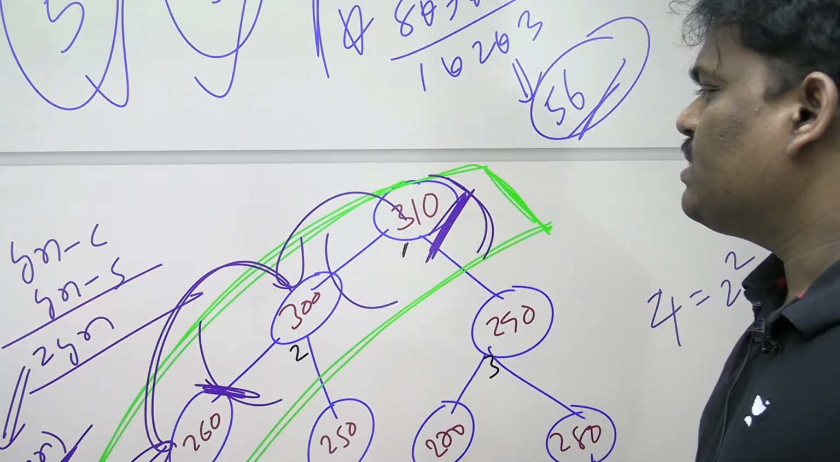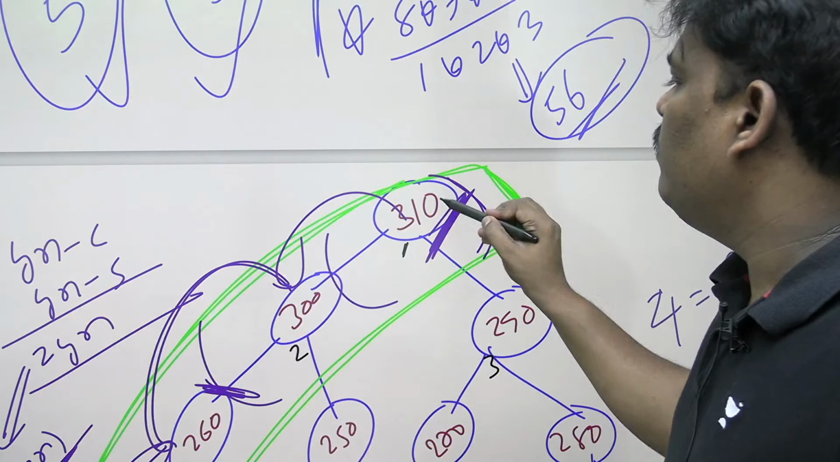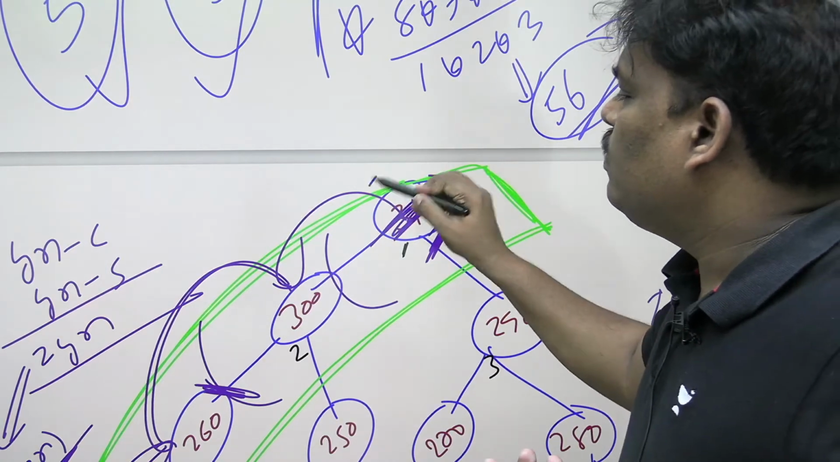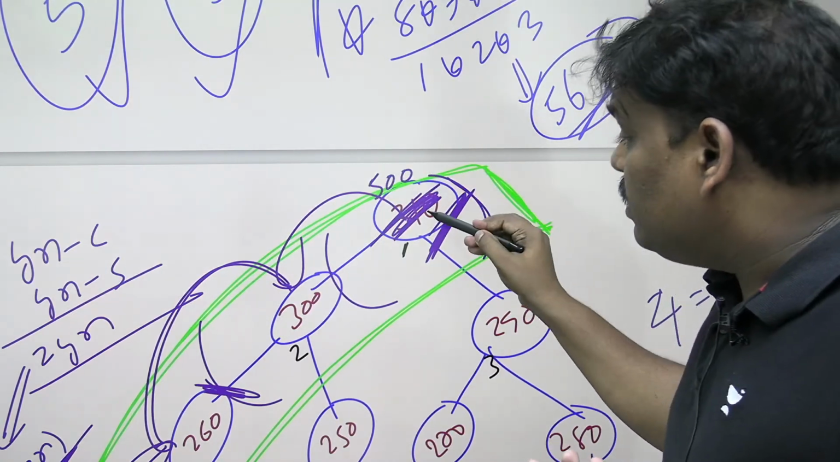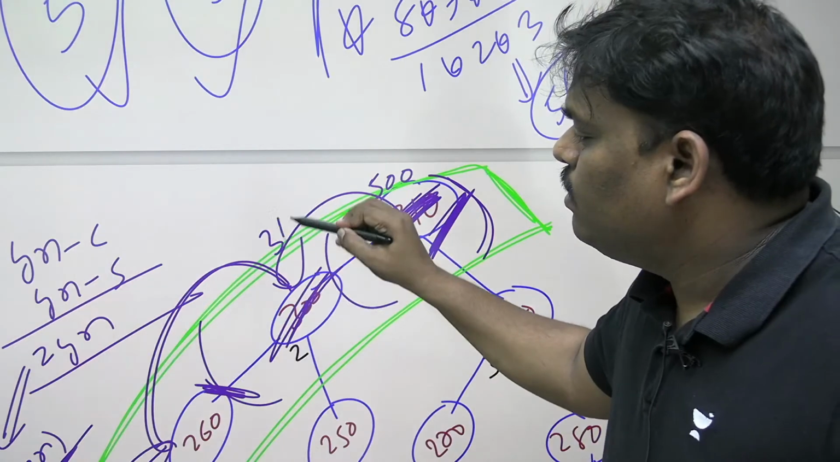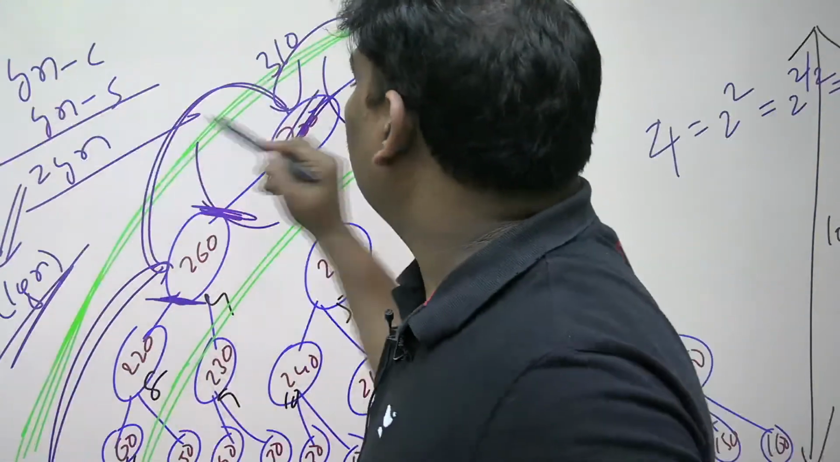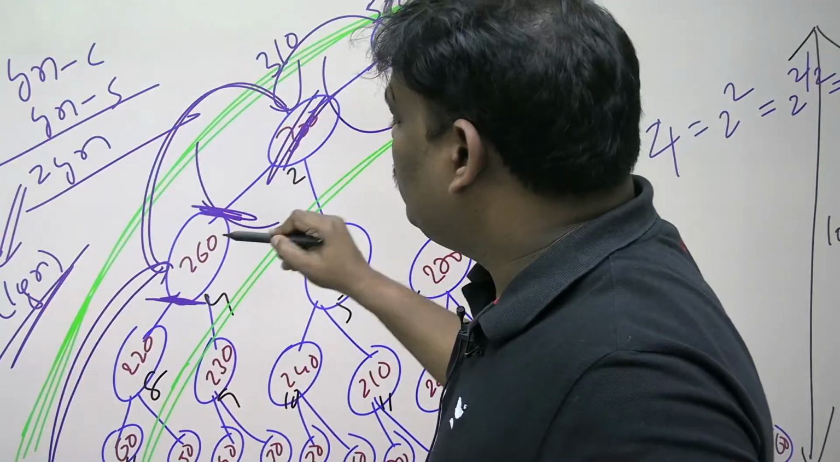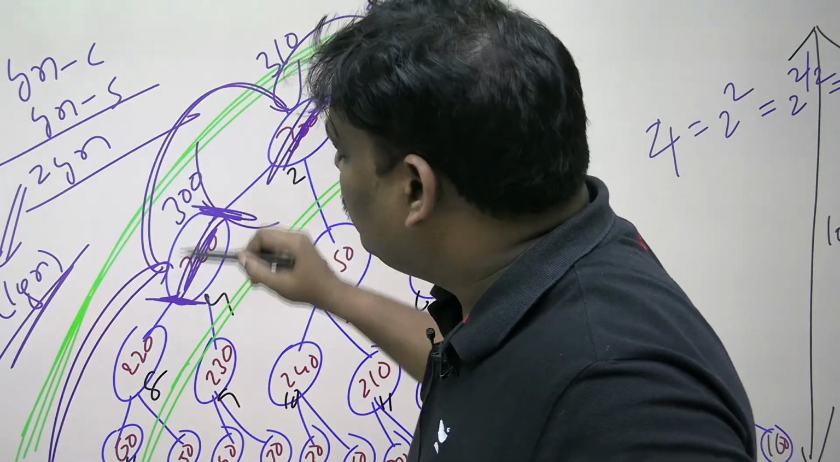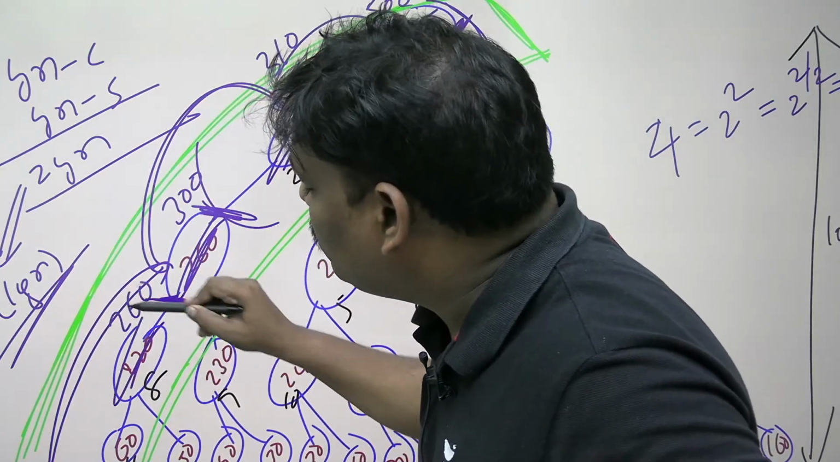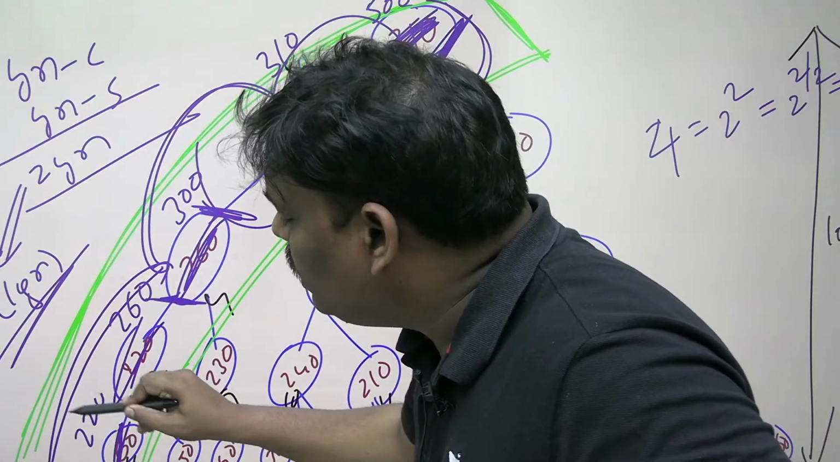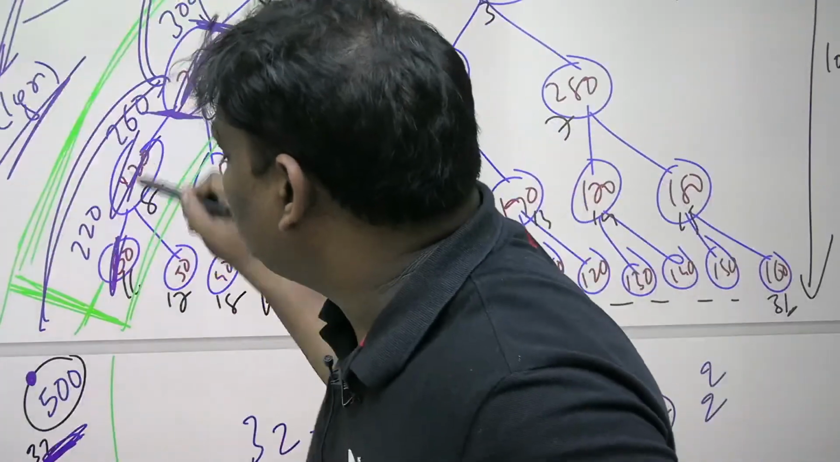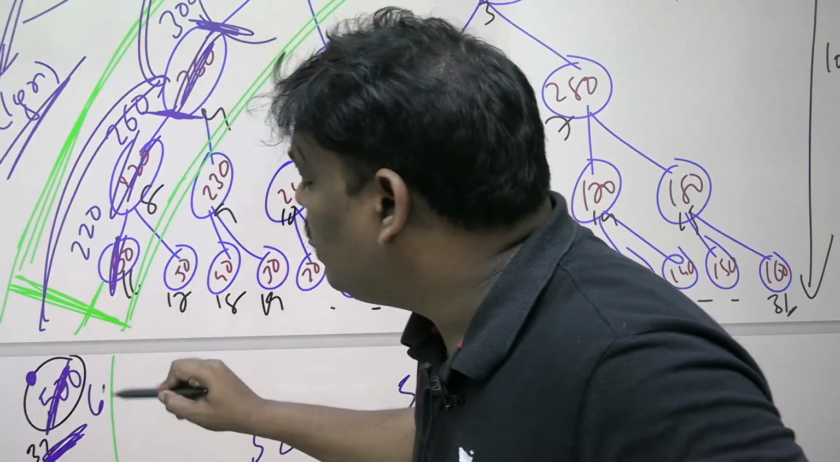Now some people are asking, so what is the meaning? That 500 will go to here, but this 310 will go to here. This 300 will go to here. This 260 will go to here. This 220 will go to here. This 60 will go to here. Remember, everyone.